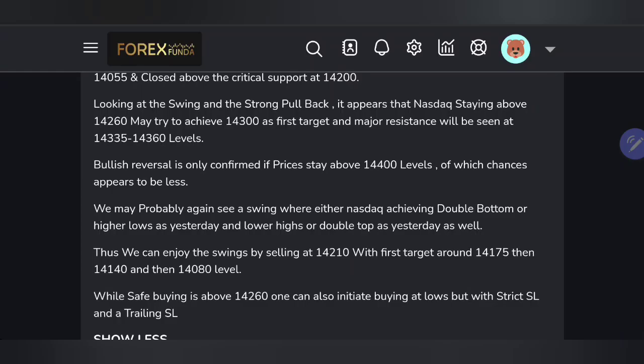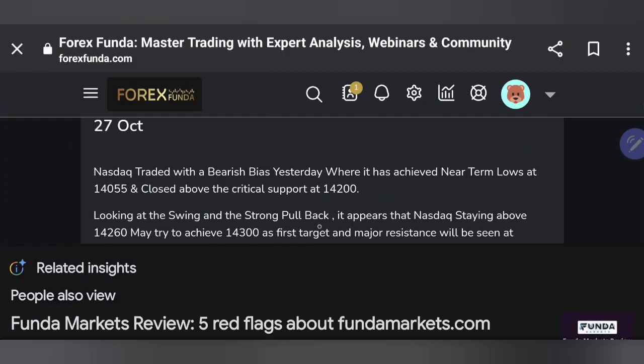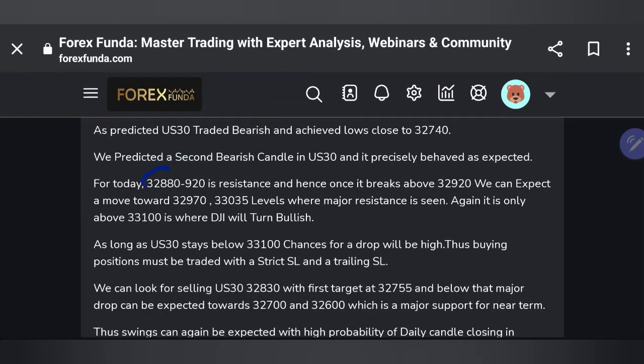For now, let me show you what I mentioned for Tech 100. 14260 levels. Yes, this is the 14260 level, staying above which the bulls will be there. Precisely, it reversed from 14260. Next, if you see US30, I have very clearly mentioned 32,920 is the resistance, and hence only above 32,920 can we expect a move towards bullishness. Else we can see it staying bearish, and that is what happened: going close to 32,920, DJI reversed.